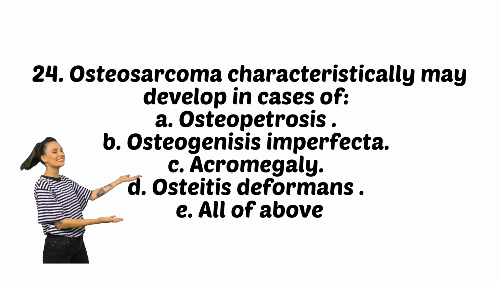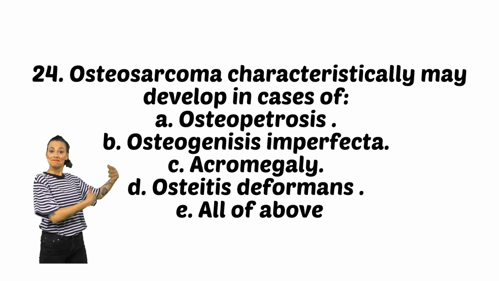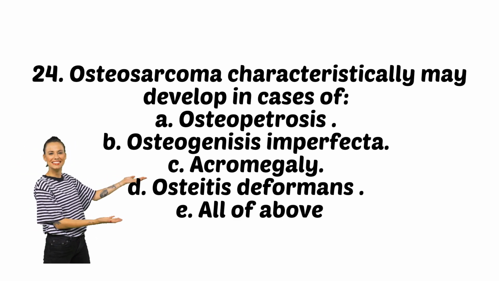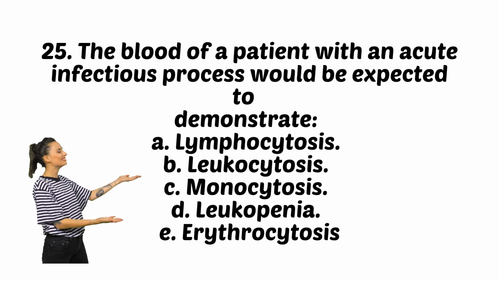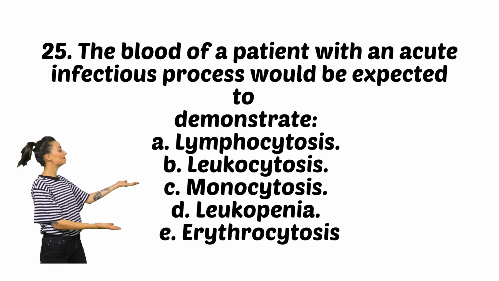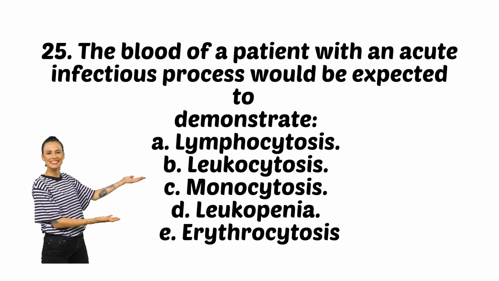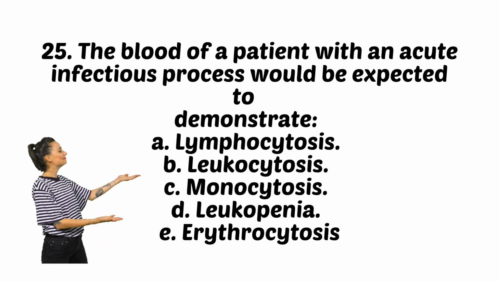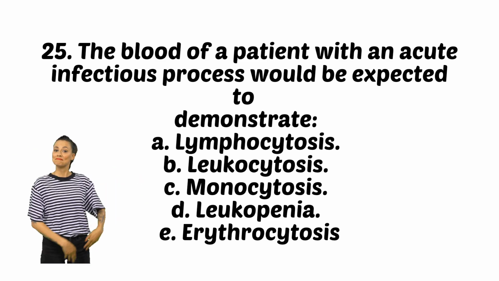B. Osteogenesis imperfecta. C. Acromegaly. D. Osteitis deformans. E. All of above. Option E is correct. All of the above. 25. The blood of a patient with an acute infectious process would be expected to demonstrate A. Lymphocytosis. B. Leukocytosis. C. Monocytosis. D. Leukopenia. E. Erythrocytosis. Option B is correct.